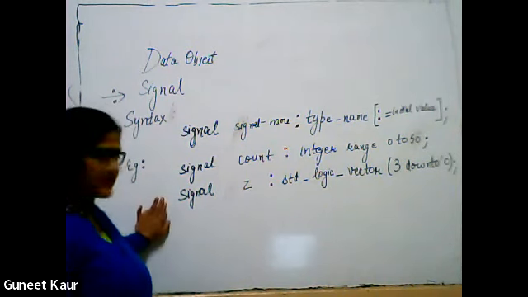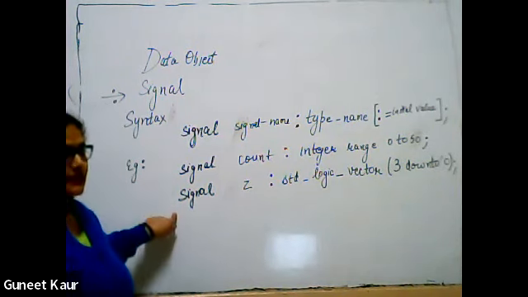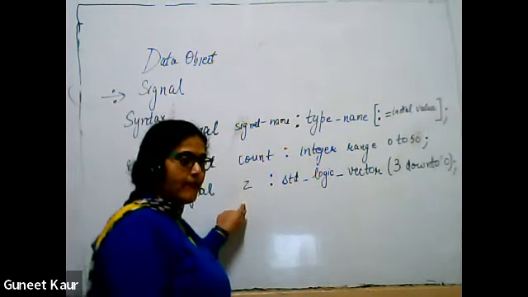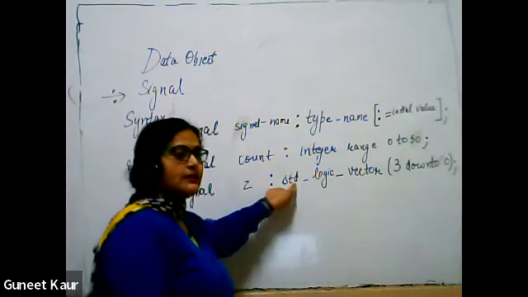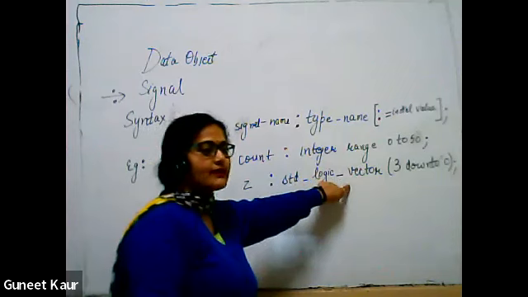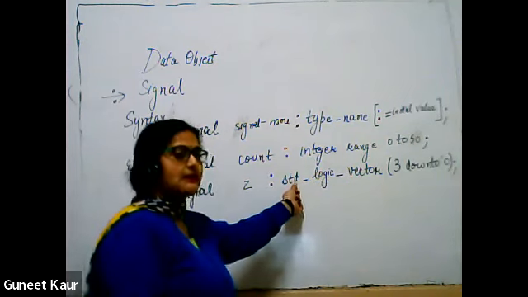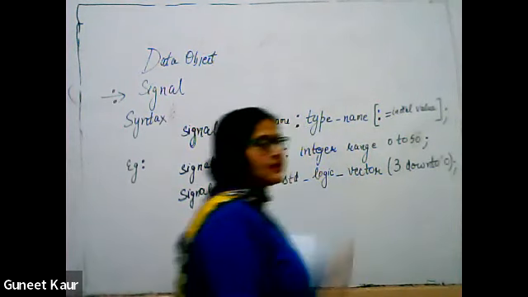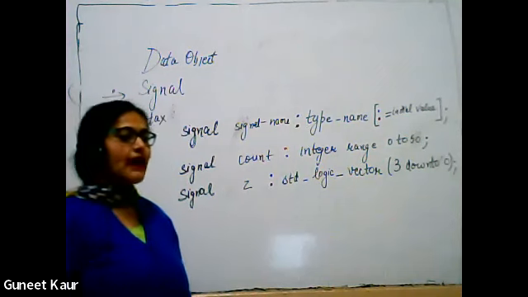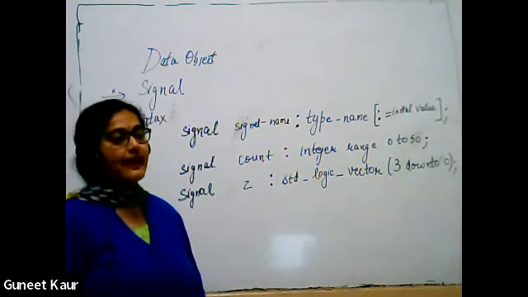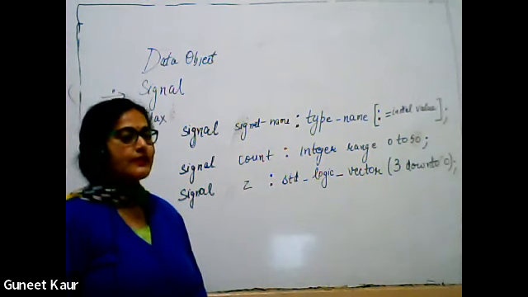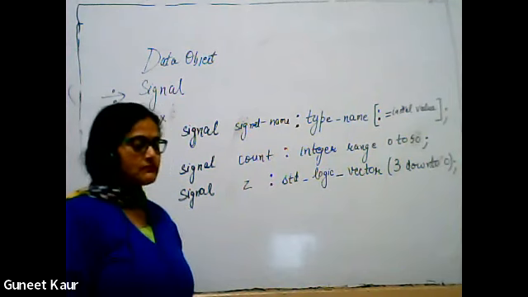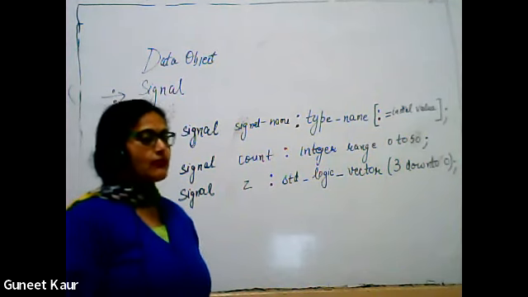So in the next example, the signal keyword is written, then Z is the name, then colon, std_logic_vector. STD means standard logic vector is the type name, meaning the type of the signal, and the range, or you can say we have to pass the initial value for that, which is 3 down to 0.